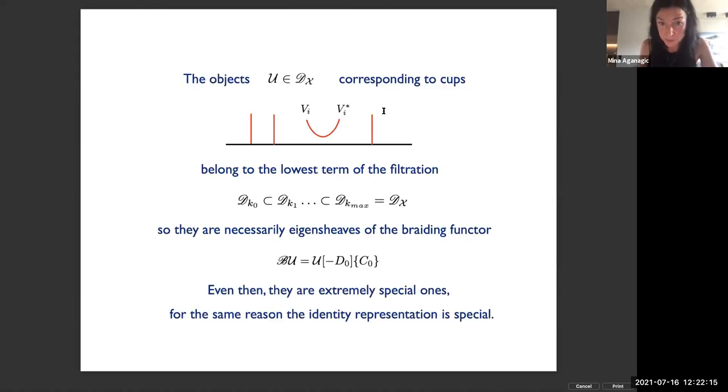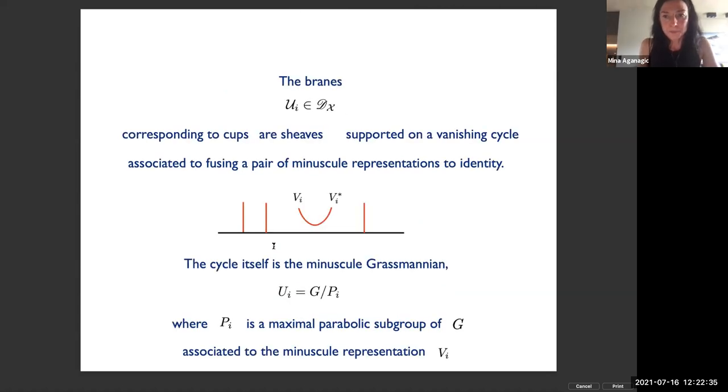The objects that correspond to caps belong to the lowest terms of the filtration. So they are necessarily eigenshapes. Even so, they're very special ones, for the same reason that the identity representation is a very special representation. So you'll find it only near certain walls and not any walls. These branes that correspond to caps turn out to be structure sheaves of vanishing cycles associated to fusing a pair of complex conjugate minuscule representations to the identity. The cycle turns out to be a minuscule Grassmannian.